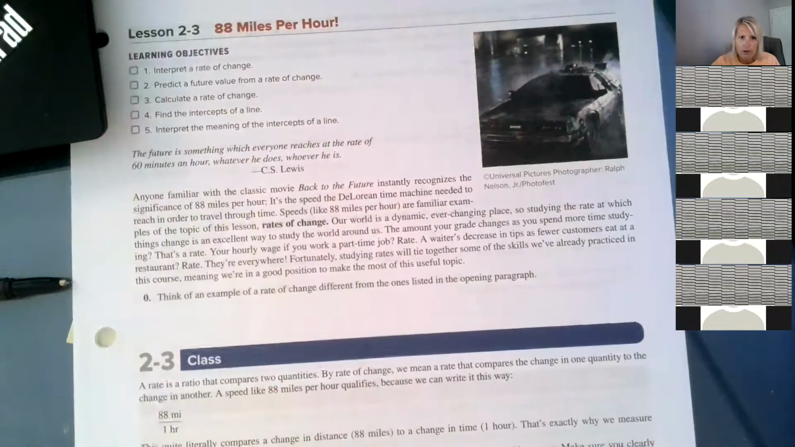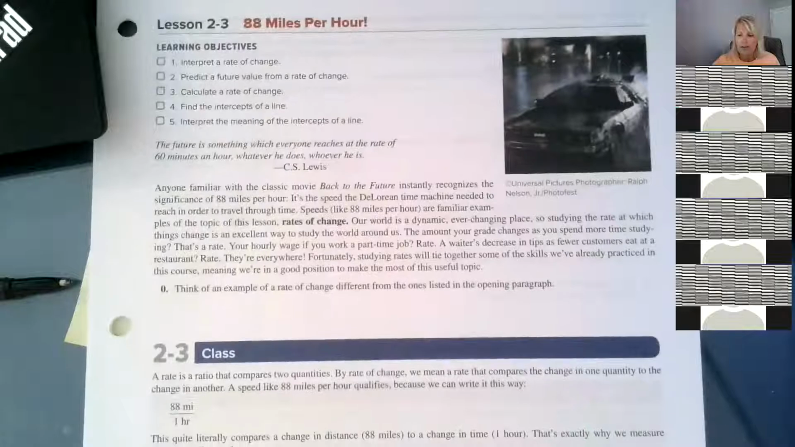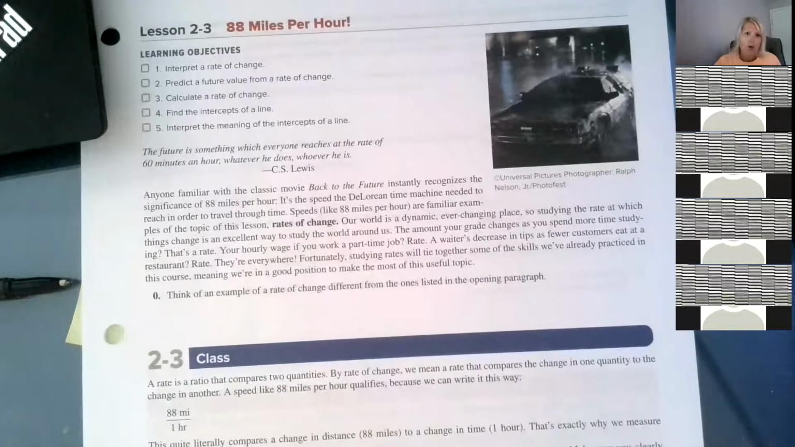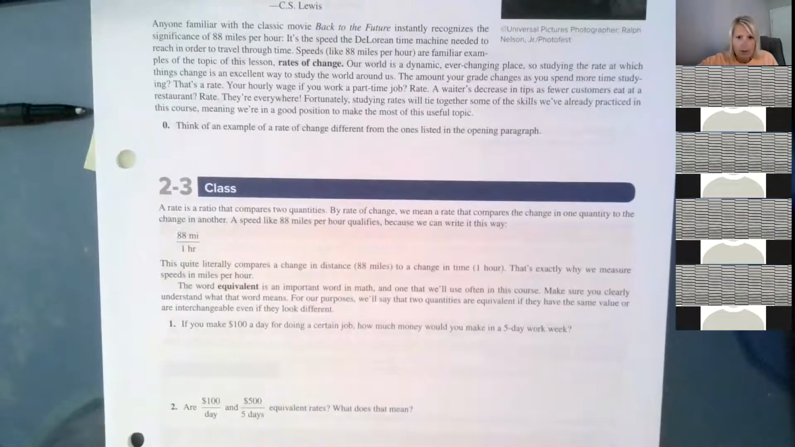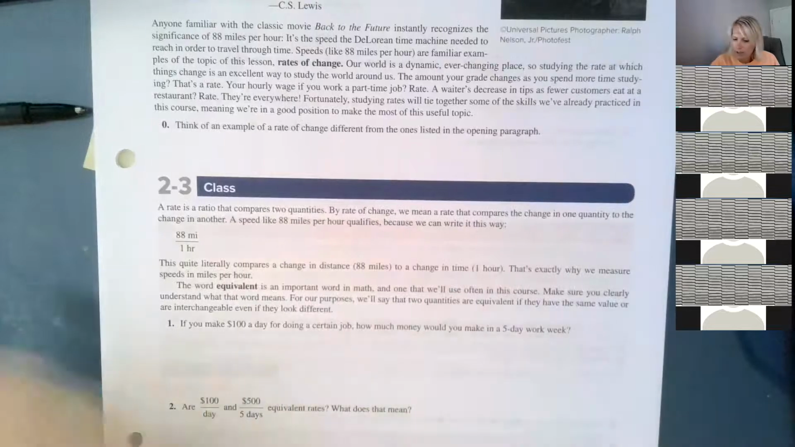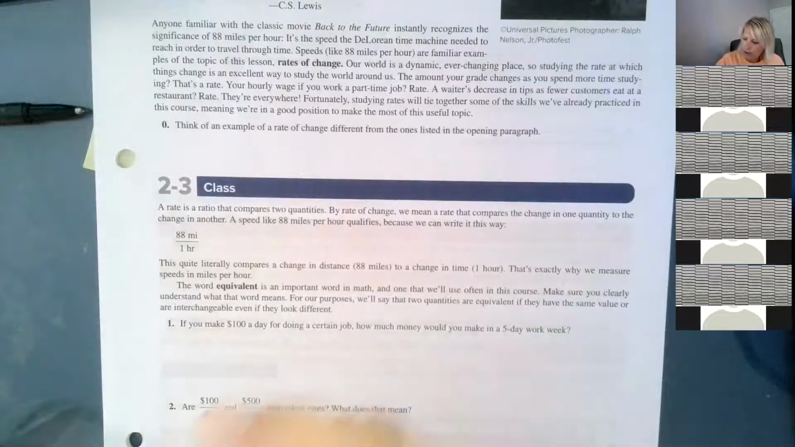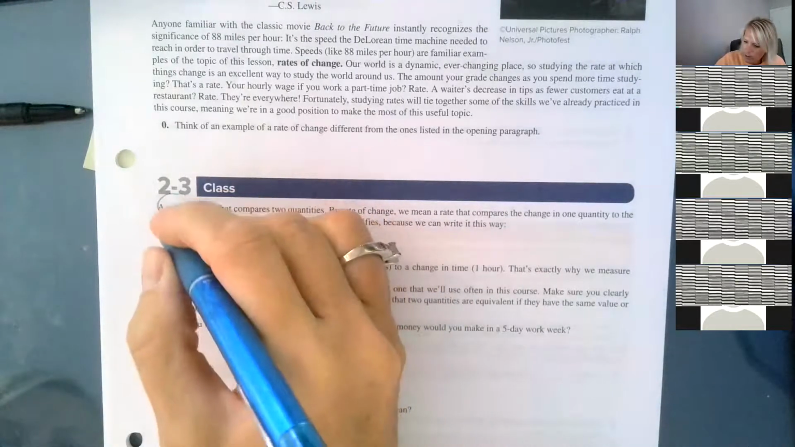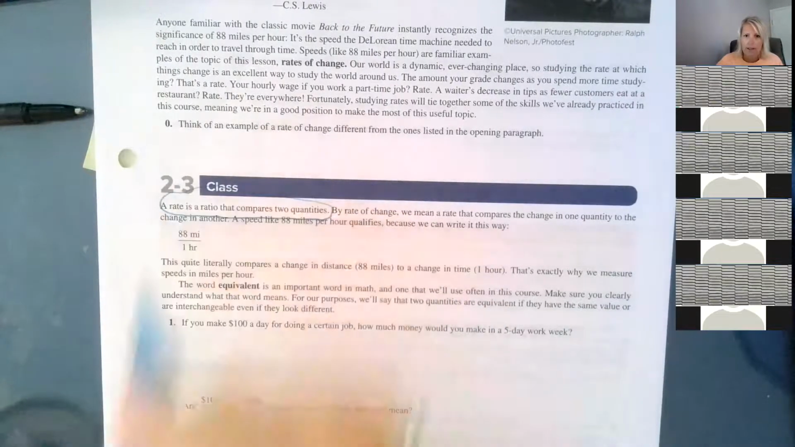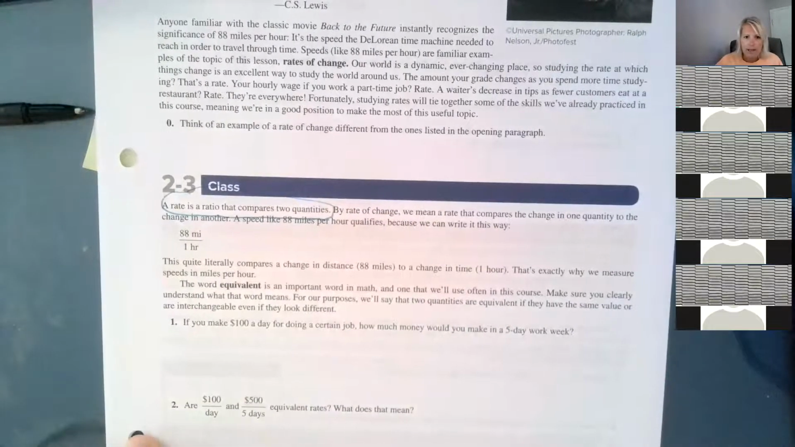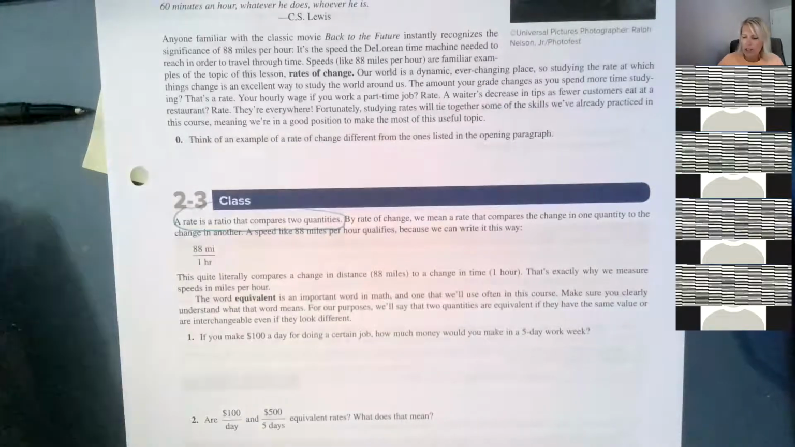Our quote, of course, says the future is something which everyone reaches at the rate of 60 minutes per hour. Whatever he does, whoever he is. So we all have based on the same time, right? So if you want to read down at the bottom, it talks about equivalent rates. And this is important. A rate is a ratio that compares two quantities, which we did a little bit back in unit 1 in one of the lessons. And I'll have you get started on that, and then I'll check in with you here in just a minute.